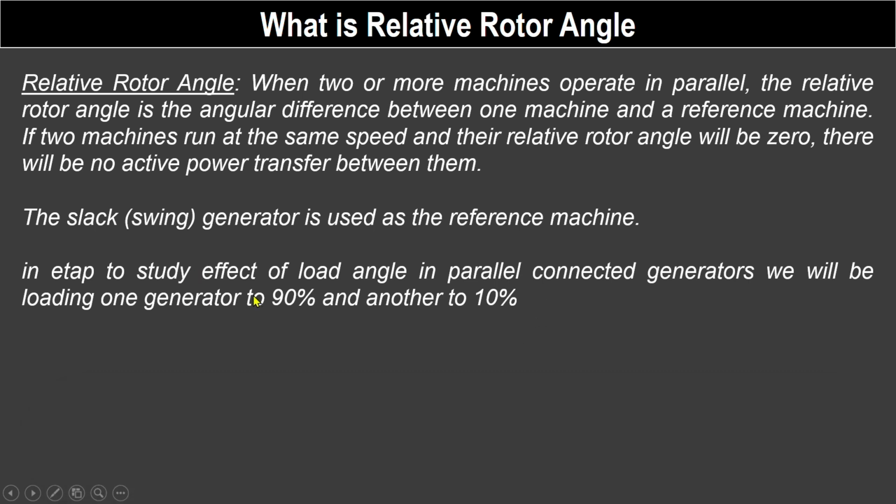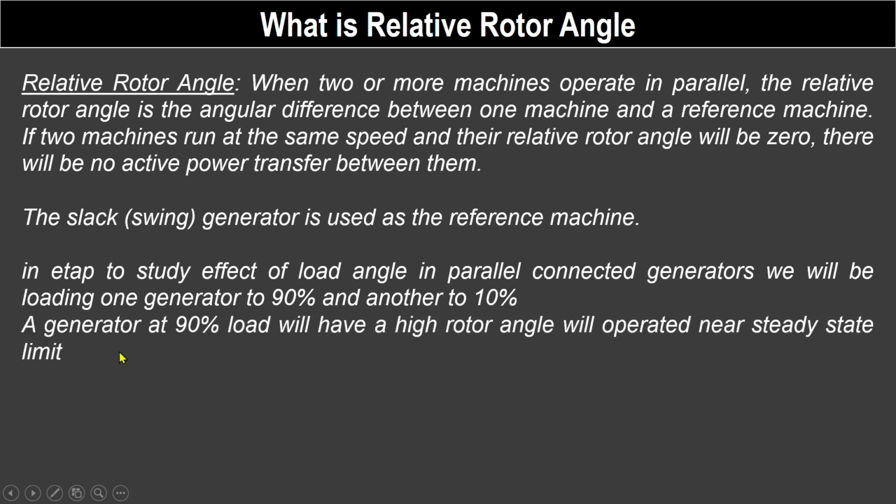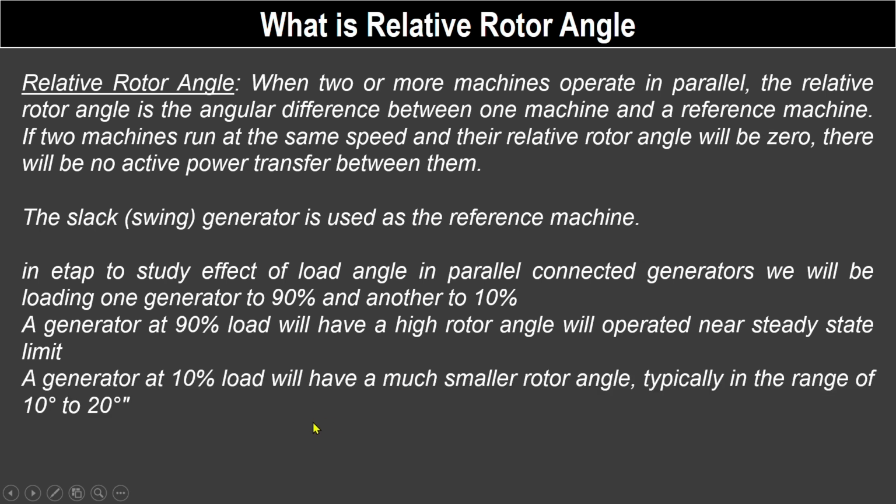In ETAP, to study the effect of load angle in parallel connected generators, we will be loading one generator to 90% and another to 10%. A generator at 90% load will have a higher rotor angle and will operate nearly at the steady state limit, and the generator at 10% load will have a much smaller rotor angle, typically in the range of 10 to 20 degrees.